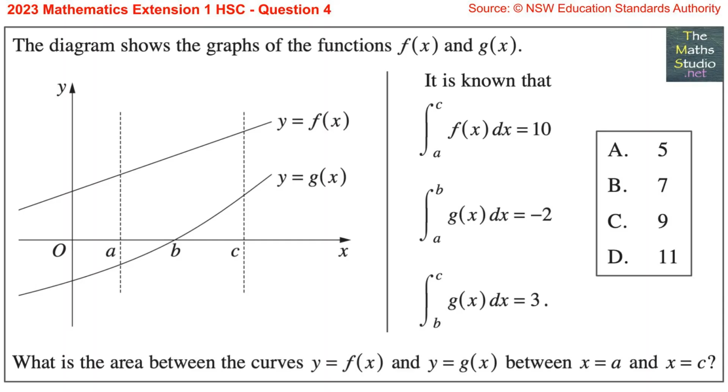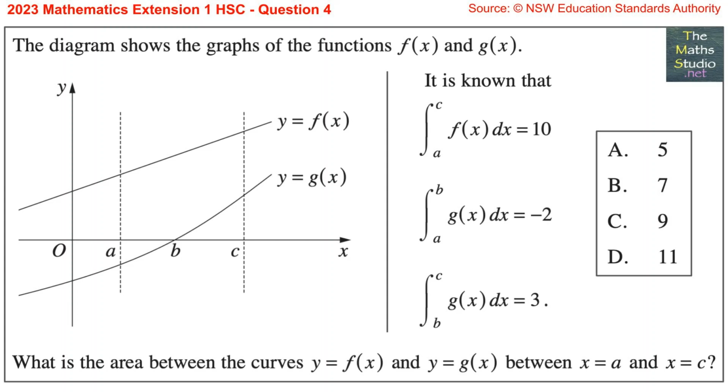Question 4. The diagram shows the graphs of the functions f(x) and g(x). It is known that the integral from x = a to x = c of f(x) dx equals 10, the integral from x = a to x = b of g(x) dx equals -2, and the integral from x = b to x = c of g(x) dx equals 3.